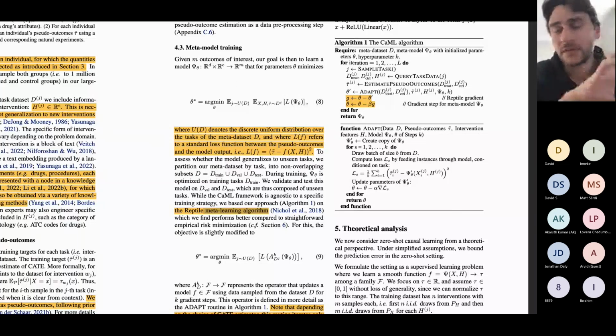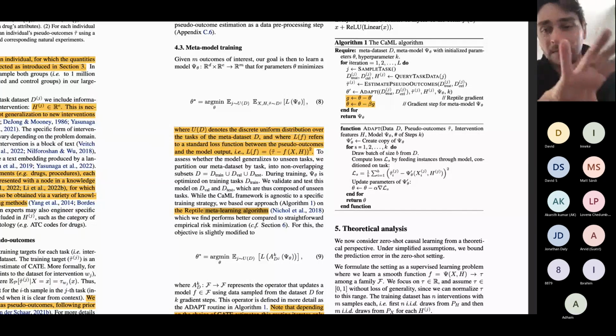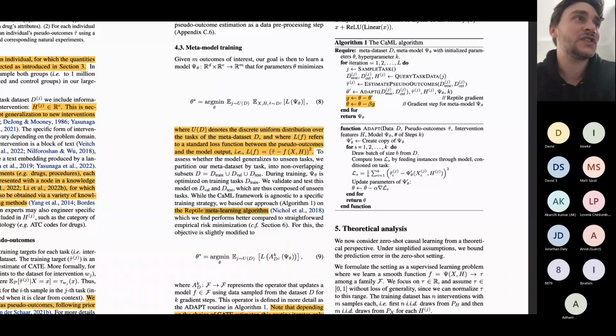So you sample an intervention data set, you take the model, you copy the weights, you train it on this intervention data set, and then you get the weights from the intervention data set. And that's what this is showing here. You get the finally trained model from that intervention data set, you get the weights from that, and you calculate the difference between the two. And you view that as your gradient. And then you make a small step in that direction. And then you go on to the next task.